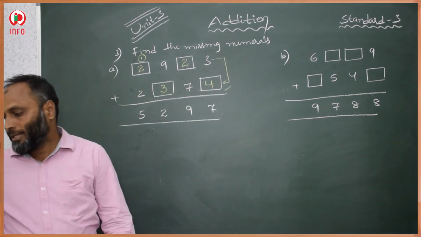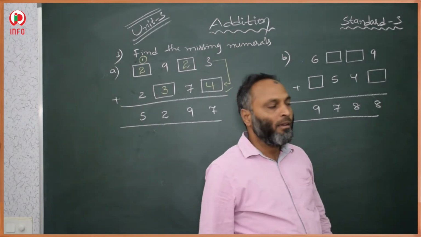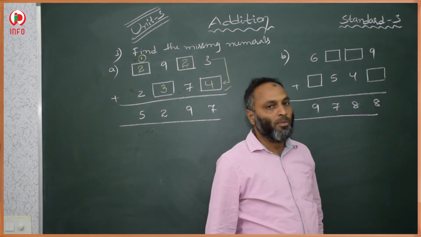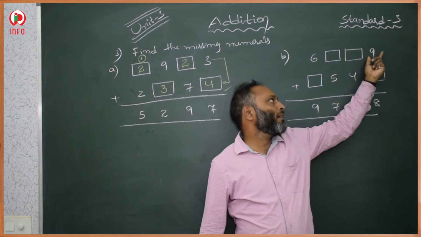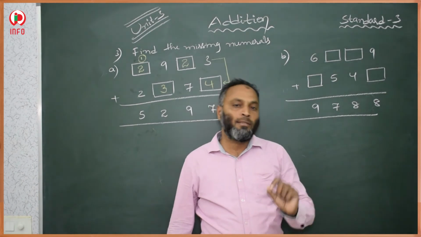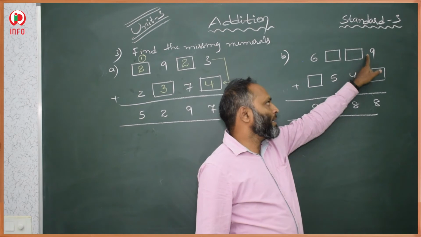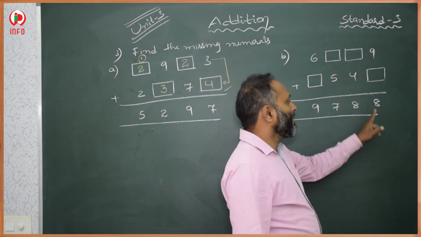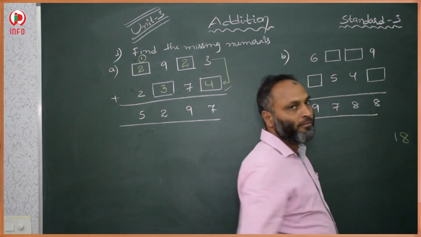The next question also similar question. Here 9 is given. Here we have to find. Then here 8 is given. This is the addend. This is the sum. Addend is 9 and sum is 8. If we check, addend is greater than sum. It is not possible. Addend is always less than the sum. But here addend is greater than the sum. So we understand that this is not 8. This is 18.